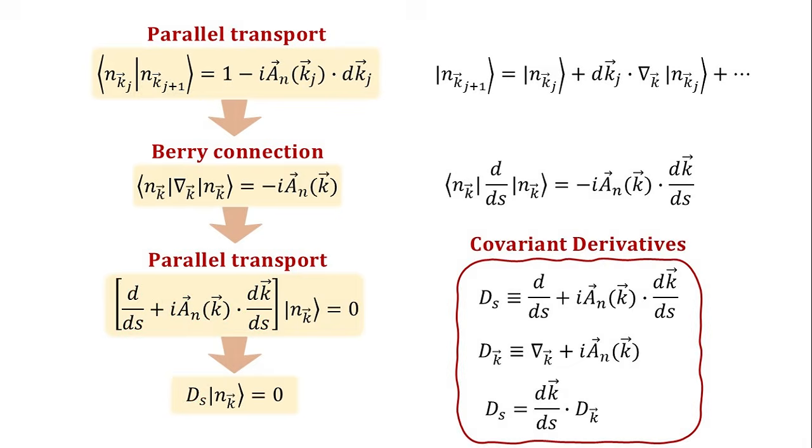The covariant derivative takes on other similar forms in the literature. In this context, the covariant derivative D_s accounts for the influence of the Berry connection, ensuring that the quantum state evolves in a way consistent with the geometry of the parameter space.